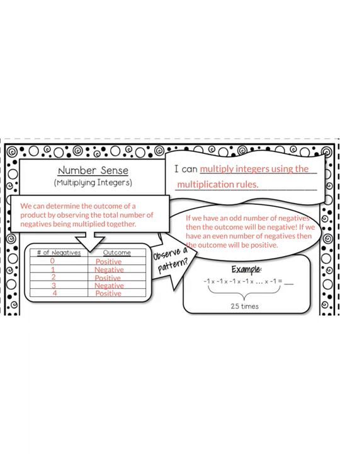Observe a pattern. If we have an odd number of negatives, then the outcome will be negative. If we have an even number of negatives, then the outcome will be positive. Let's take a look at this example.